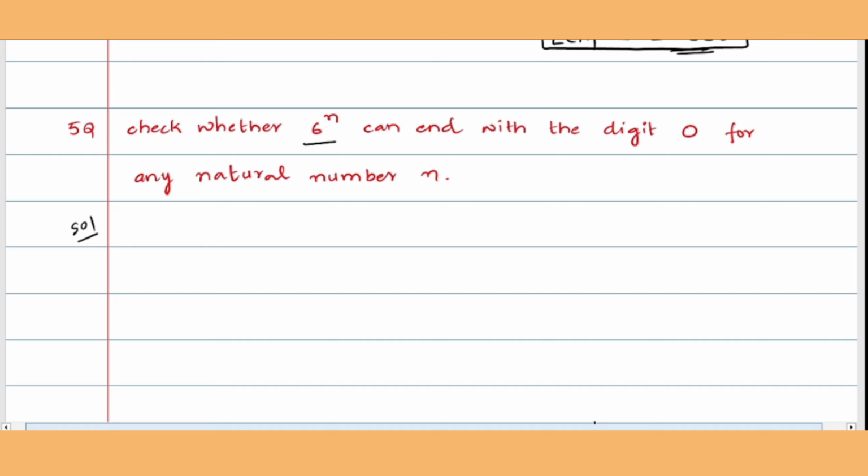To answer this question, let's think about what it means for a number to end in 0. That means it must be divisible by 10, right? So 10 is 2 multiplied by 5. So if 6 power n is to end with a 0, it must be divisible by both 2 and 5. Now 6 power n means multiplying 6 by itself n times, and 6 is 2 multiplied by 3, right? So any power of 6 will always include lots of 2's and 3's.